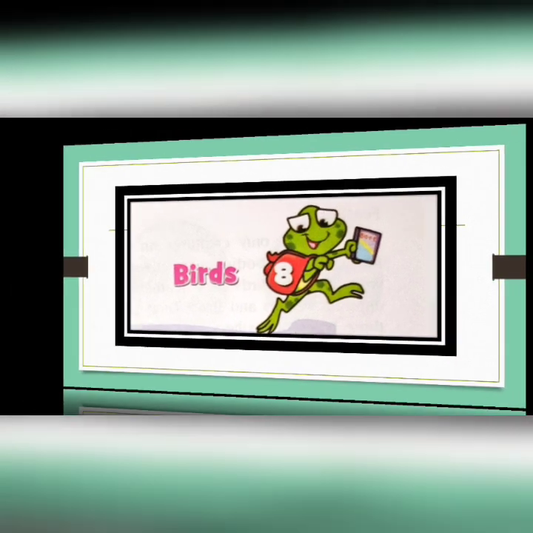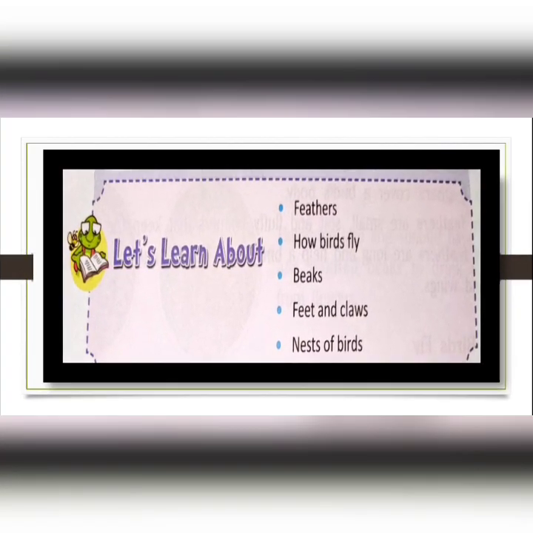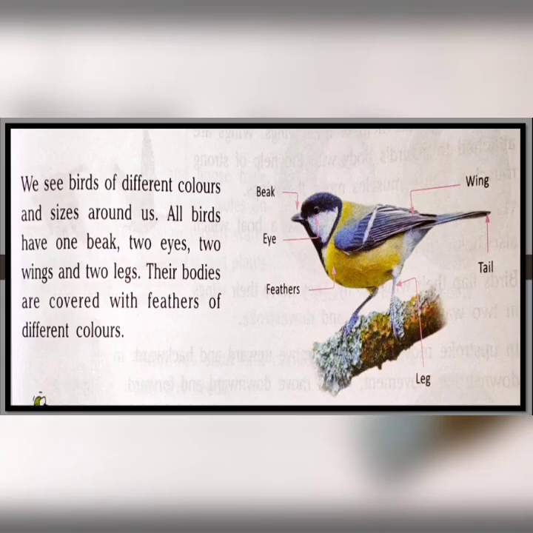First, let us know what we learned from chapter number 8. We learned about feathers, how birds fly, about the beaks of birds, feet and claws of different kinds of birds, and also about different nests of different birds. As it is a revision class, we will not discuss in detail. We will just do point-wise revision.